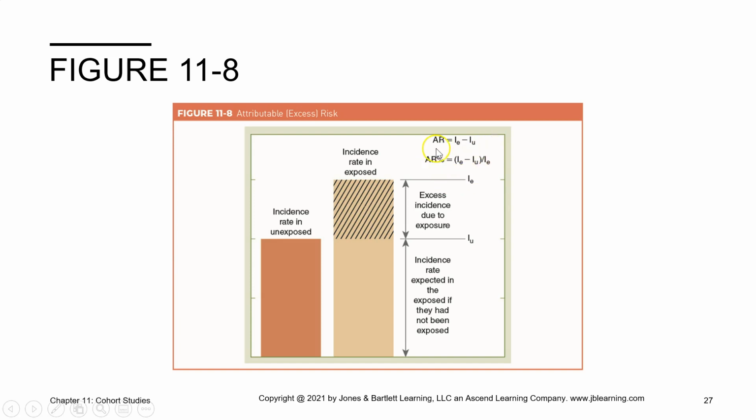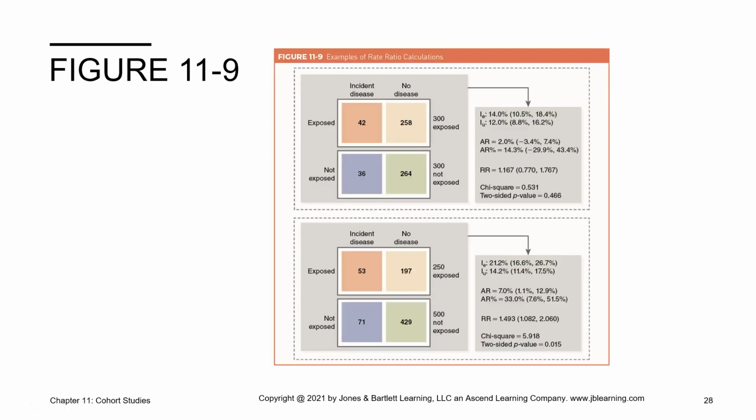So absolute risk, as I said, is just subtraction here. We have the incidence in the exposed, and then the incidence in the unexposed, and that gives you an excess incidence due to the exposure. Then if you wanted to do the attributable risk percent, you take that attributable risk and divide it by the incidence in the exposed to get the percentage. Then figure 11.9 goes over examples of rate ratio calculations.